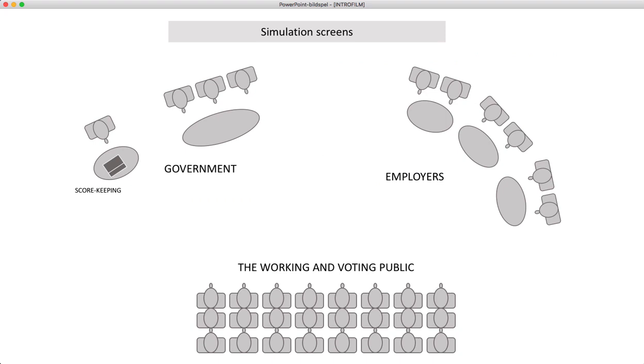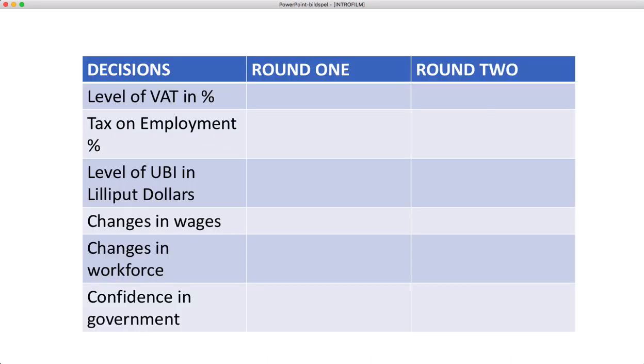It's all done in a big room, and if we start from the left side, there's someone with scorekeeping and a computer. In the computer is the simulation engine and the graph engine. So that produces graphs showing the results of your decisions on the simulation screen. Now the government has to make decisions, employers have to make decisions, and the working and voting public have to make decisions. So at each round there are several decisions to be made, and we can stop and have discussions and see what we're learning along the way.